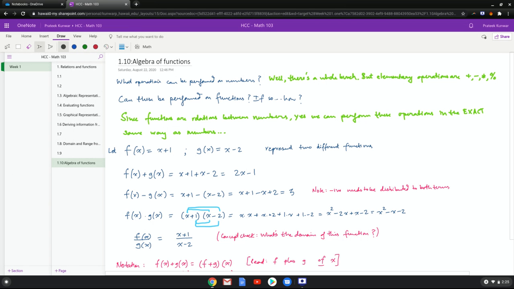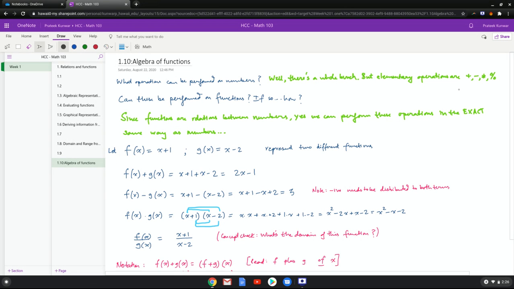So to start the story, we go back to numbers. What are the operations you can perform on numbers? Well, there's a whole bunch, right? And very, very complicated ones. But the most elementary operation is addition, right? That's the only operation we have. If you invert addition, you get subtraction. If you do multiple additions, you get products. And if you invert product, you get division. So we can call these four operations elementary: addition, subtraction, multiplication, division.